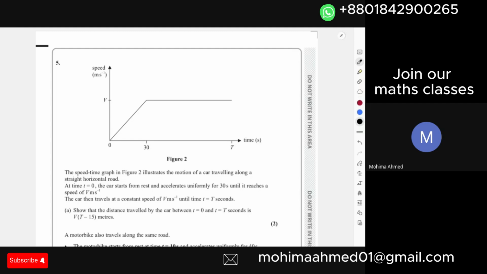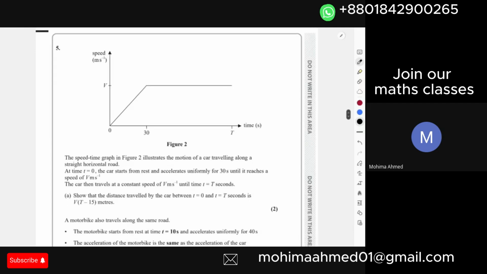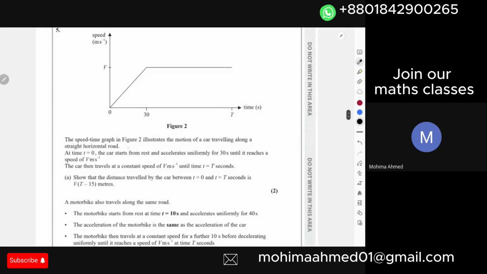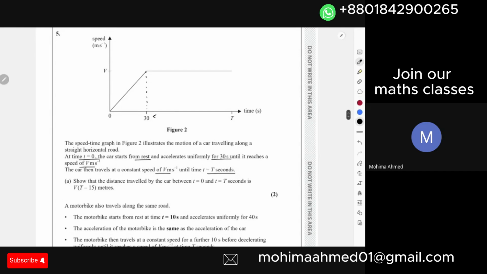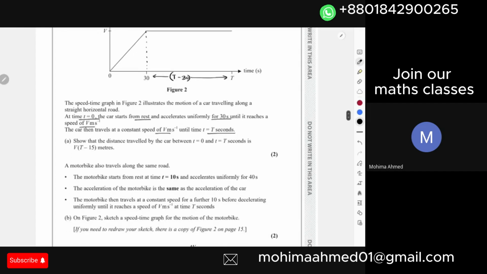Okay, if we move to question five, we can see this is a speed time graph. The speed time graph in figure 2 illustrates the motion of a car traveling on a straight horizontal road. At time t = 0, the car starts from rest and accelerates uniformly for 30 seconds, right? As we can see over here, it accelerates for 30 seconds and reaches a velocity of v meters per second. The car then travels at a constant speed v until time t seconds. That means this portion of travel is t minus 30, right? For the constant speed.